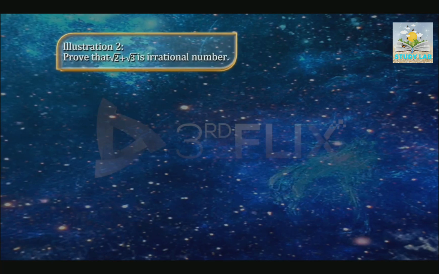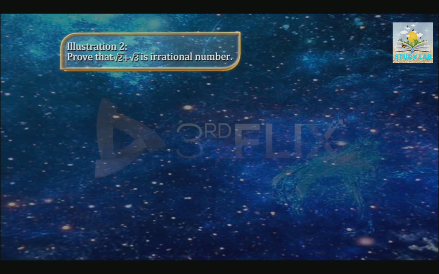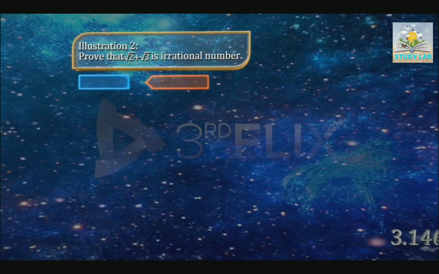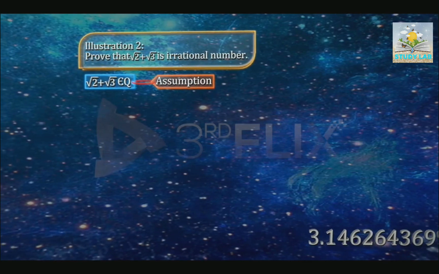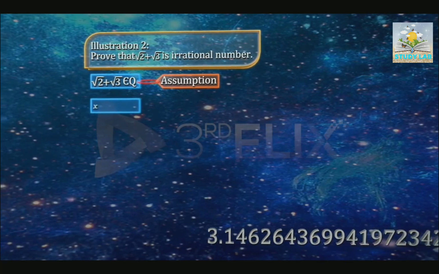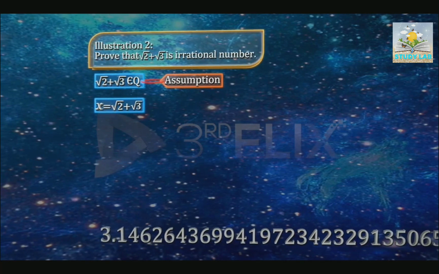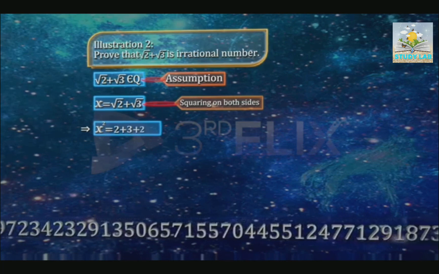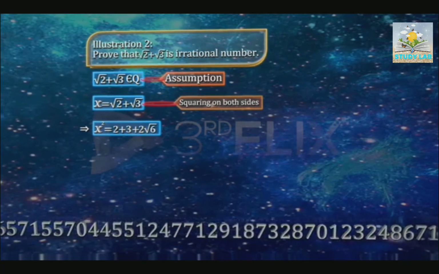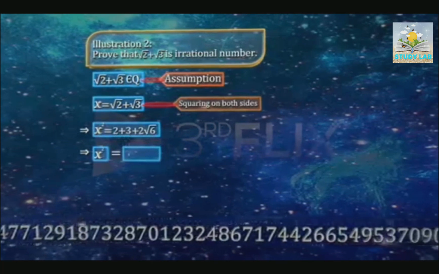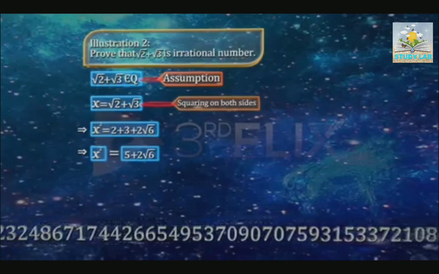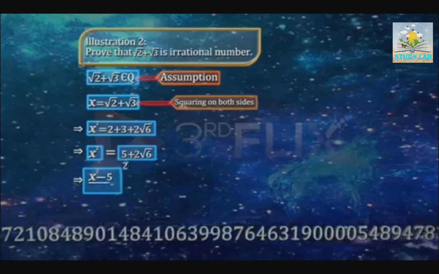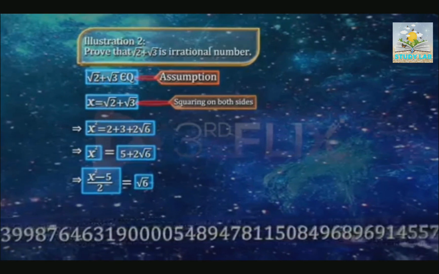Illustration 2. Prove that square root of 2 plus square root of 3 is irrational number. Solution. Suppose that root 2 plus root 3 is a rational number, say x. Then x is equal to root 2 plus root 3. Squaring on both sides implies x square is equal to 2 plus 3 plus 2 root 6, implies x square is equal to 5 plus 2 root 6. By rearranging the terms, we get x square minus 5 whole by 2 is equal to root 6.